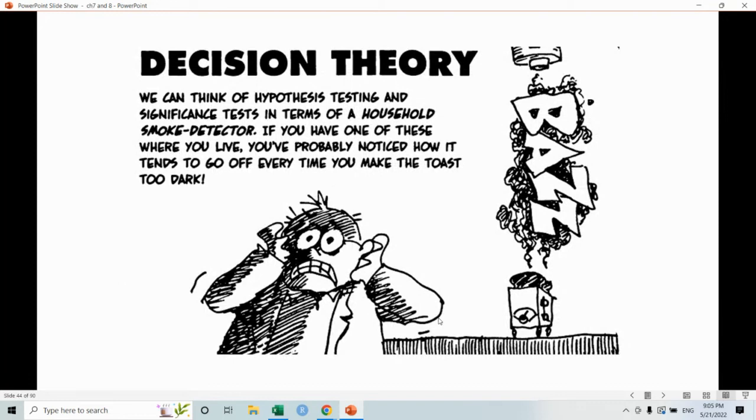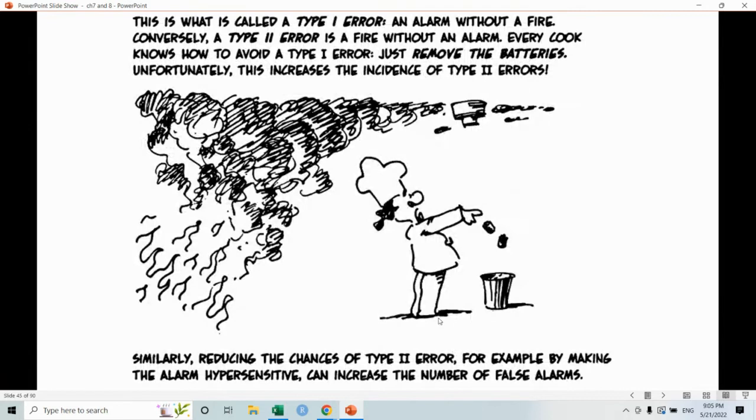So, decision theory. We can think of hypothesis testing and significance tests in terms of a household smoke detector. If you have one of these where you live, you probably noticed how it tends to go off every time you make the toast too dark. This is what is called a type 1 error, an alarm without a fire. So conversely, a type 2 error is a fire without an alarm.